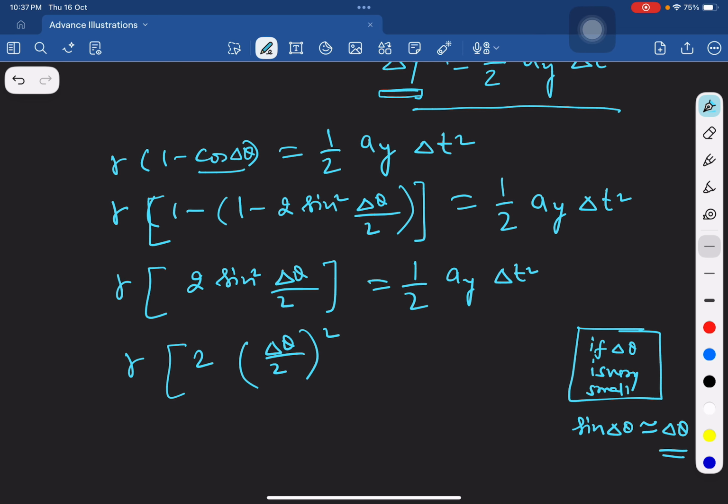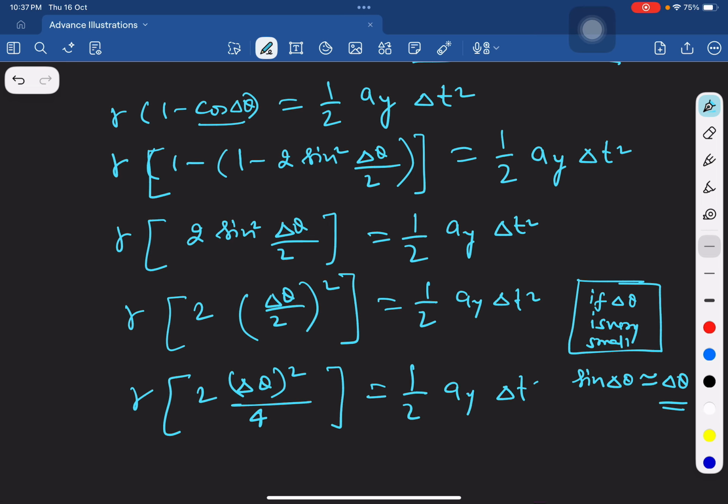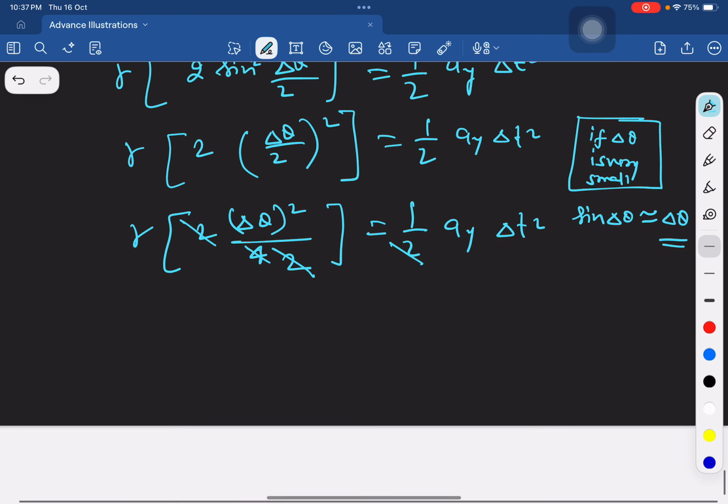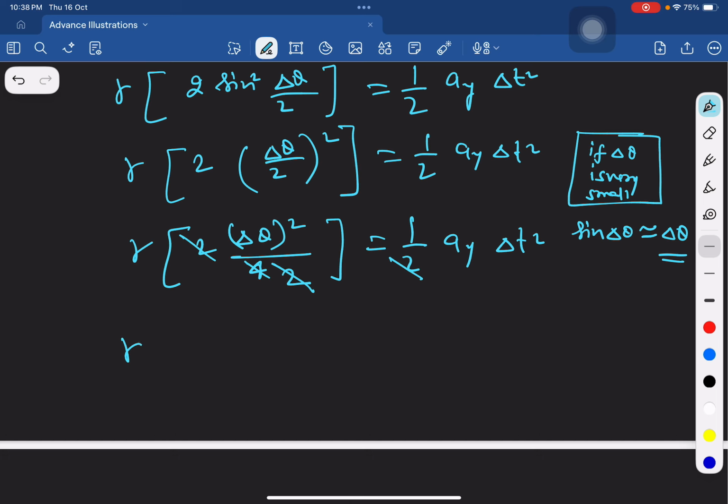Okay, and is equal to half a_y delta t squared. So half of 2 delta theta squared divided by 4 is equal to half a_y delta t squared. This will become 2, and this 2 cancels. So what we get is delta theta squared is equal to a_y delta t squared.